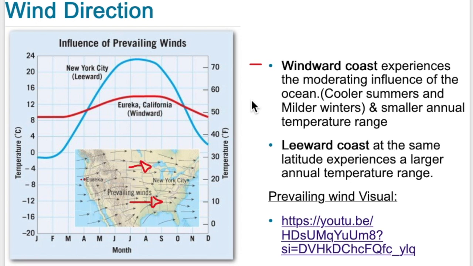Whereas the leeward coast at the same latitude, which is New York City, experiences a larger annual temperature range. And we could see that difference here, a large annual temperature range. In January, it's below 30 degrees Fahrenheit, and then in the summertime, June, July, it's above 70 degrees Fahrenheit. So when you subtract, close to 30, you have a larger annual temperature range compared to Eureka, California.